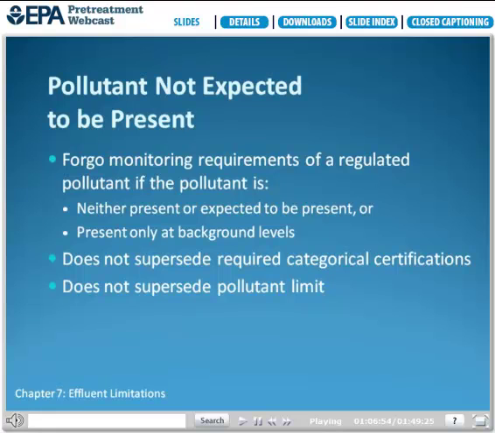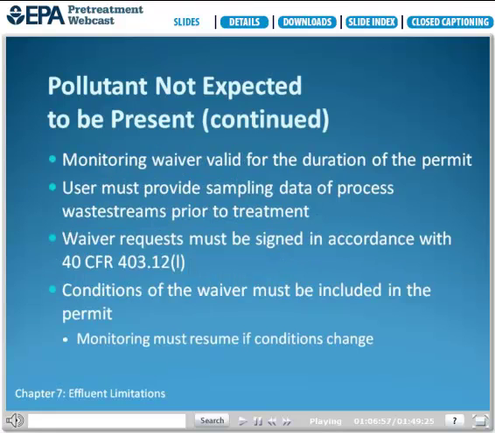The monitoring waiver is only available for the duration of the permit. The user must provide sampling data of processed waste streams prior to treatment. So it's really a lot of work to demonstrate that your internal waste streams do not include the pollutants of concern. And waiver requests must be signed in accordance with 403.12(l), and conditions of the waiver must be included in the permit. Monitoring, like I said, must resume if the conditions change.